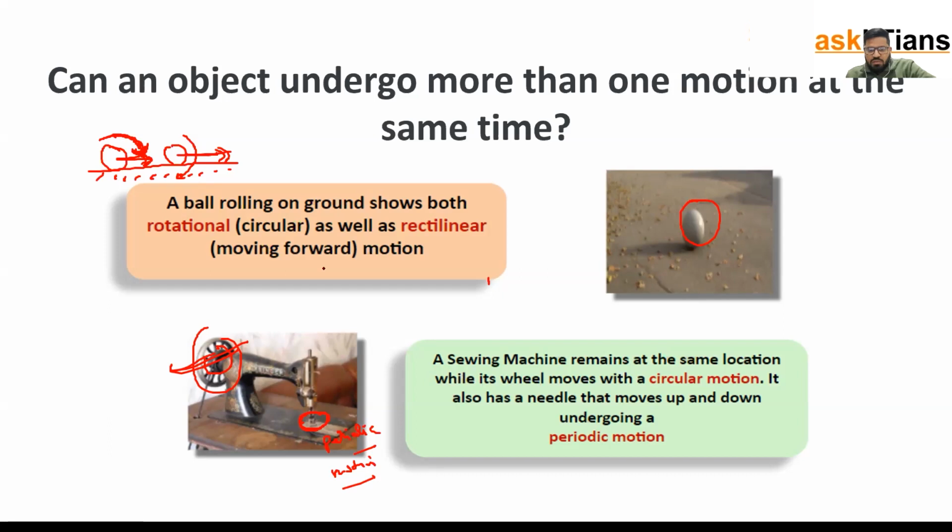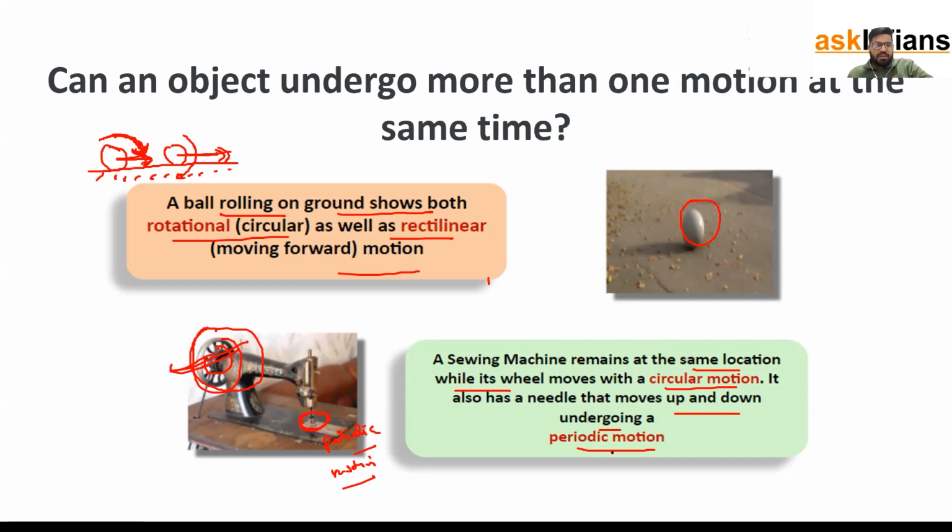So you can see here also a ball rolling on the ground. A ball rolling on the ground shows both rotational, or you can say circular, as well as rectilinear motion. Then a sewing machine remains at the same location while its wheel moves with a circular motion. The wheel of the sewing machine is moving with a circular motion, and it also has a needle somewhere here that moves up and down, undergoing a periodic motion. So these are some of the examples where multiple types of motion can be present at the same time.